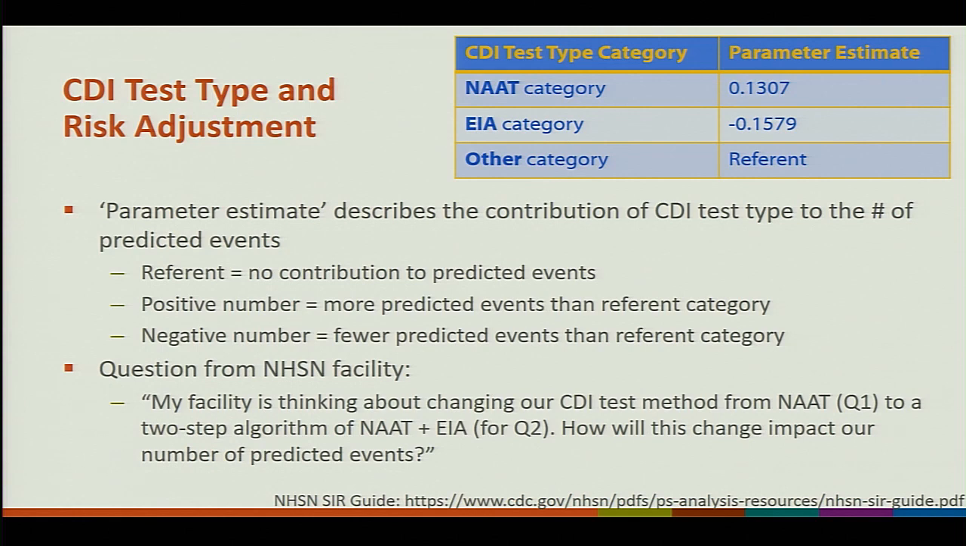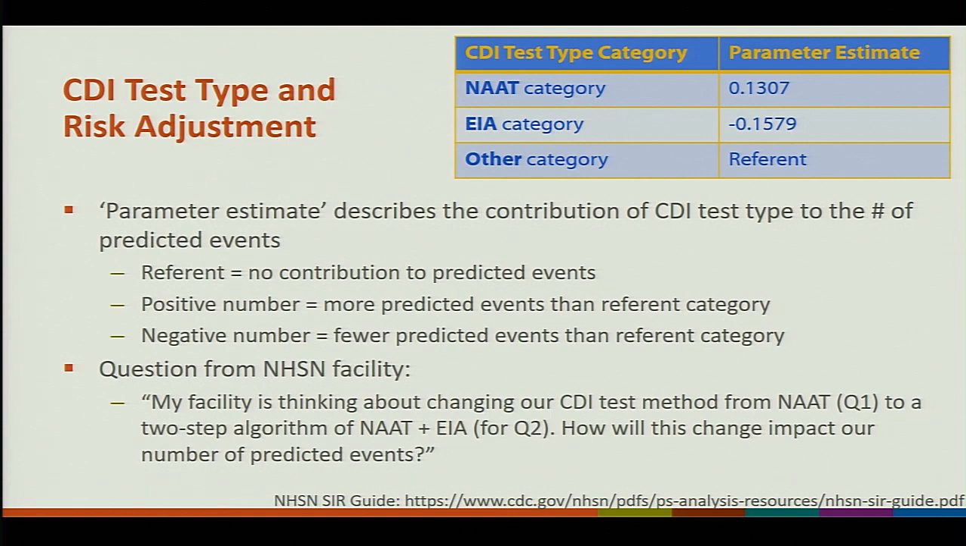Okay, if we look at the second column in this table, we have the parameter estimates. These are numbers that are taken from the risk adjustment model, and they describe how that category contributes to the number of predicted events. So if the parameter estimate is referent, as we see in the other category, this means there's no contribution to the number of predicted events. You get no type of risk adjustment if your CDI test type falls into that other category. If the parameter estimate is positive, this will contribute to more predicted events. And if the parameter estimate is negative, this contributes to fewer predicted events.